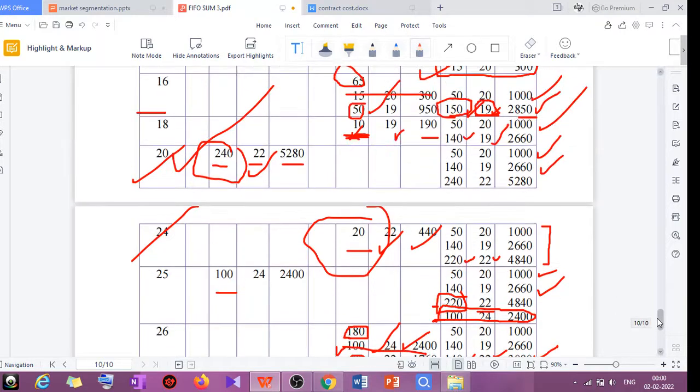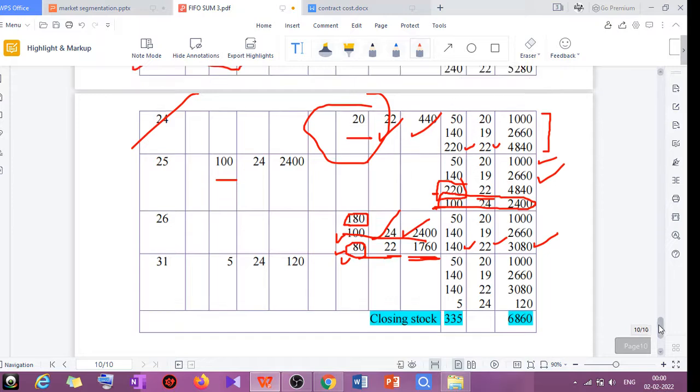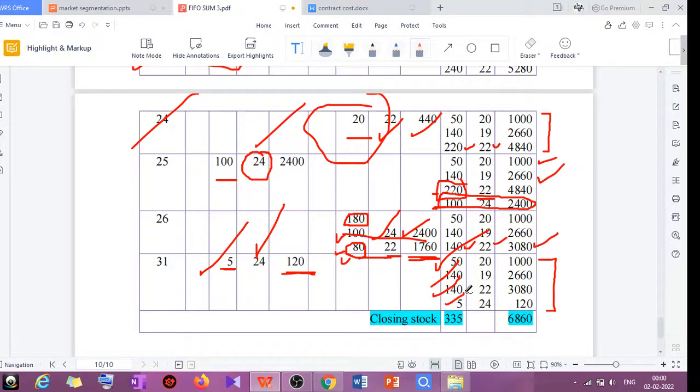Okay. Then, last transaction we have. On 31st, there is an excess of 5 units. So, excess means there is a surplus. So, surplus everywhere you have to write under the receipt column. 5 units is a surplus. Remember, whenever there is a surplus, it is from the last purchase price. Okay, what is the last purchase price? 24. So 5 into 24 will be 120. Now write all the remaining balance. That will be 50 units, 140 units, then 140 units, then last one is 5 units at the rate of 24. It will be 120.